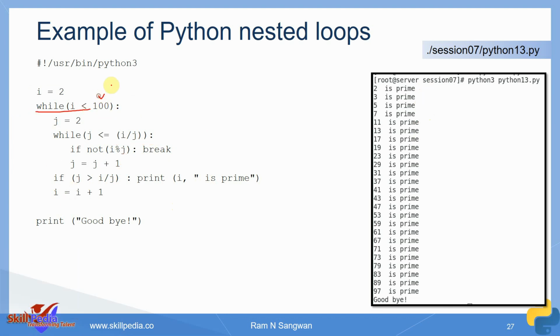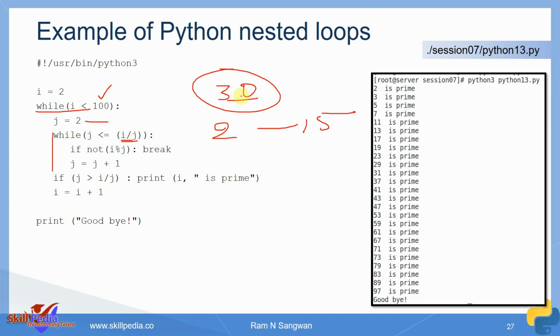One while loop to count the number up to 100. Second loop to count from 2 to half of the number, so that we can check the divisibility by any number from 2 to half of that number. Assume that at any point in time we have the value 30. So we are counting from 2 to 15 because we are using i divided by 2. So i is 30, 30 divided by 2 is 15. This loop will go from 2 to 15, and we are checking the remainder here. Wherever the remainder is 0, we are breaking it.